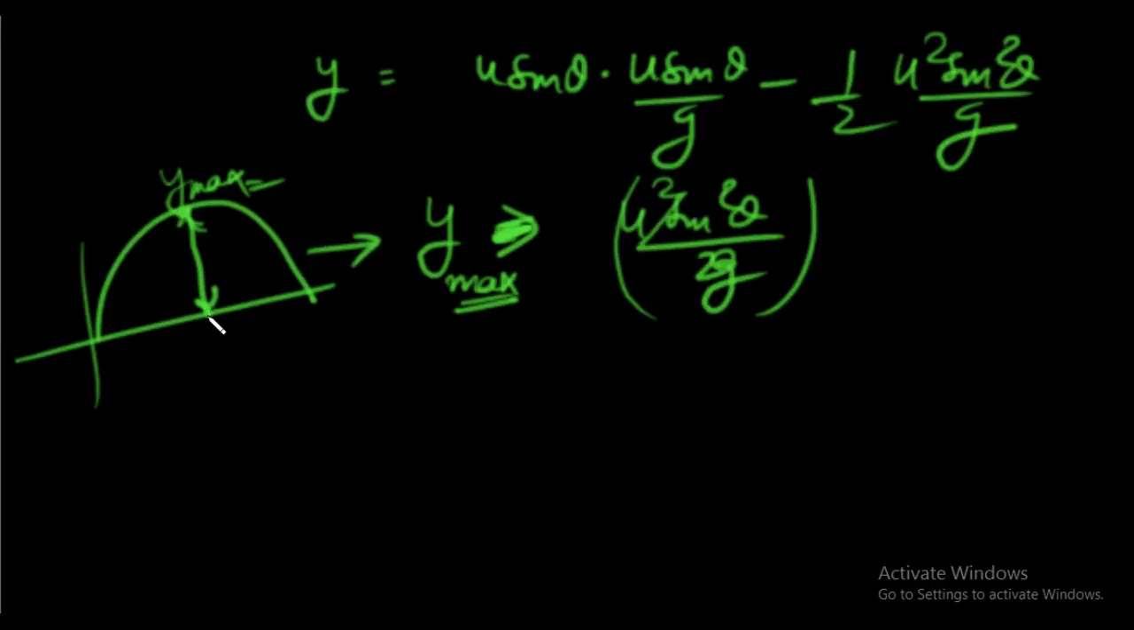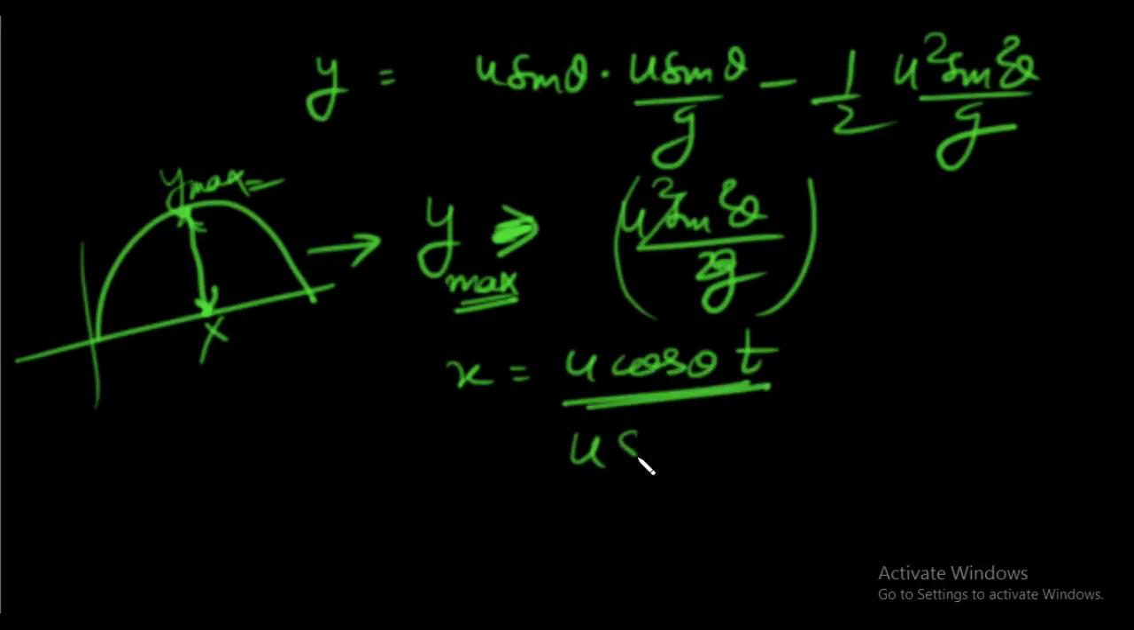So what is x at y max? How do we calculate x? You see x was u cos theta times t, and from there we calculated t, which is u sine theta over g.